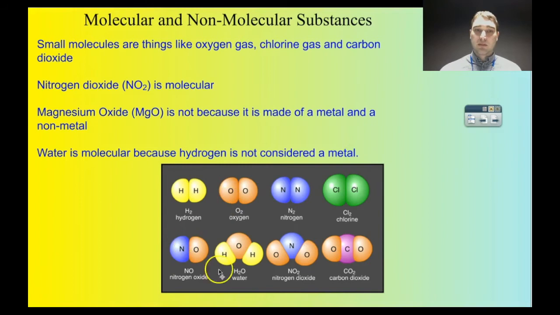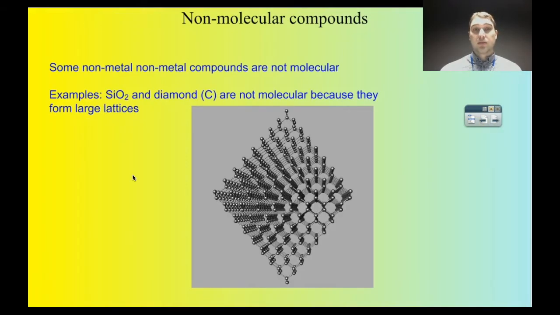Water is molecular, so water is down here, H2O, because hydrogen isn't a metal, so it's non-metals bound together with covalent bonds making small molecules. Sometimes you can get non-metal compounds that are not molecular. Silicon dioxide, for example, is made up of silicon and oxygen atoms covalently bound to each other and making a large 3D lattice. Similarly, diamond, which we have a picture of here. Diamond is very similar. It produces a large 3D lattice, and it's bound with lots of covalent bonds joining the atoms together. So it's not small molecules, it's large 3D lattices. So that's why they're not molecular.